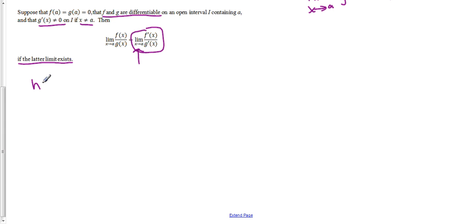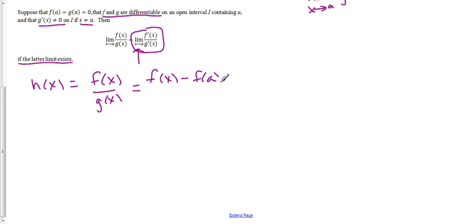I'm going to start again with h of x equal to f of x over g of x. Then basically I'm going to subtract 0 from the numerator and the denominator. So I'm going to have f of x minus f of a divided by g of x minus g of a. Now I can do that because f of a and g of a are equal to 0. That was one of our assumptions up there. All right, so far, no problem.